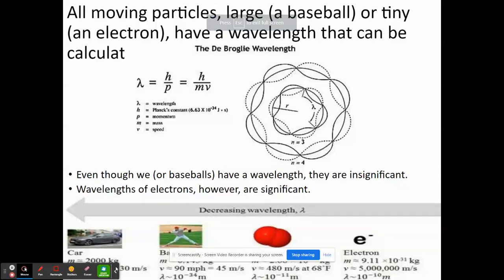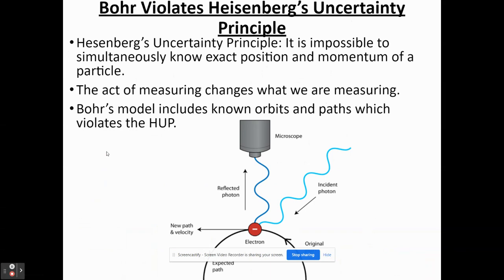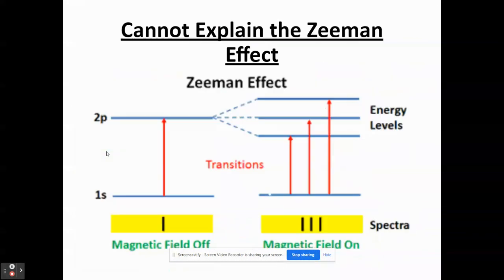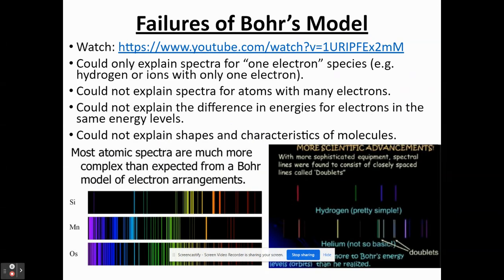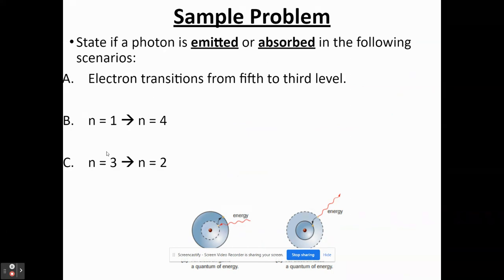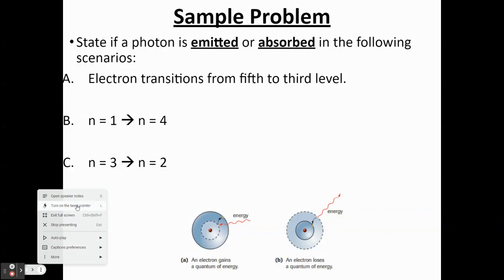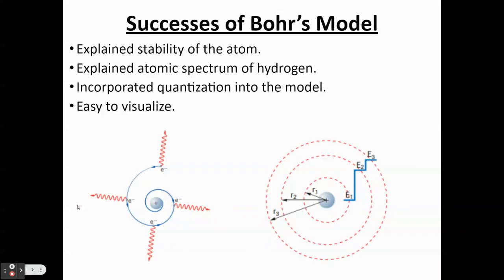In this video, we're going to continue with the Bohr model, and we'll focus on the failures of it and how it was modified to get to the Schrodinger model of the atom, the final model that we're going to focus on in grade 12 chemistry. So in the previous video, we saw the successes of the Bohr model.